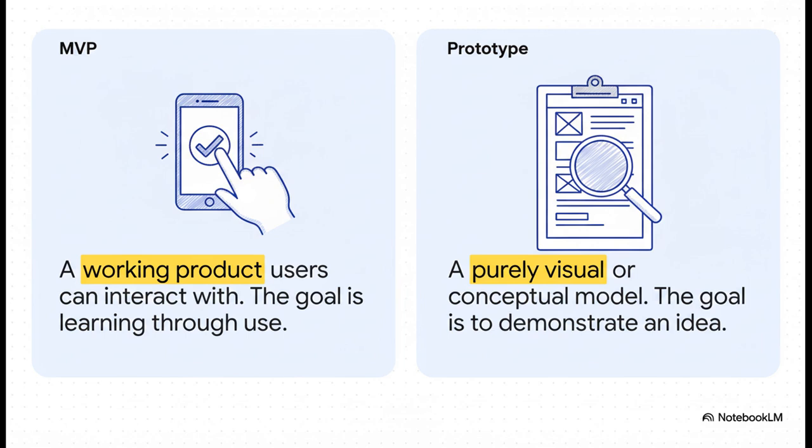And this is a super important distinction to make. People confuse MVPs and prototypes all the time. A prototype is basically a drawing. It shows you what something could look like. An MVP, on the other hand, is a real functional product. It shows you what your idea does when real people get their hands on it. It's all about real interaction, not just a demonstration.